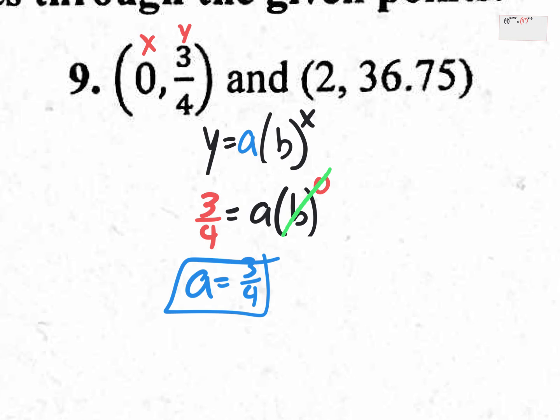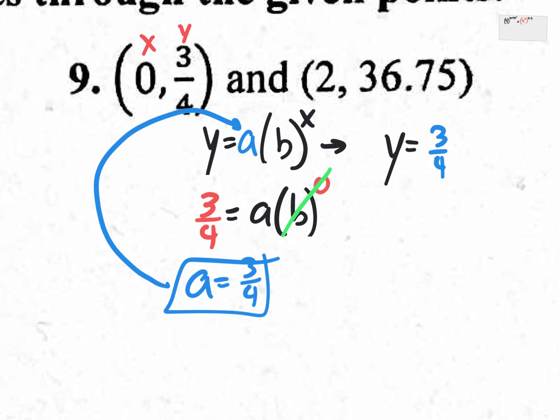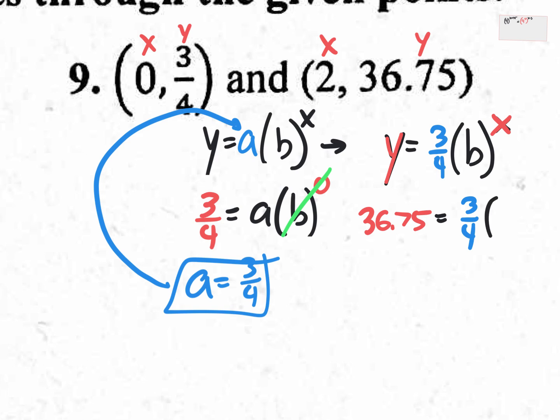What now? Plug it in, right? Plug in the a value. So we will have y equals 3/4 times b to the power of x. Now what do we do? Plug in the second coordinate. X is 2, so you put a 2 where the x is. The y is 36.75, so you put that where the y is. Actually 36.75, my bad. 36.75 equals 3/4 times b to the x power, which in this case is 2.